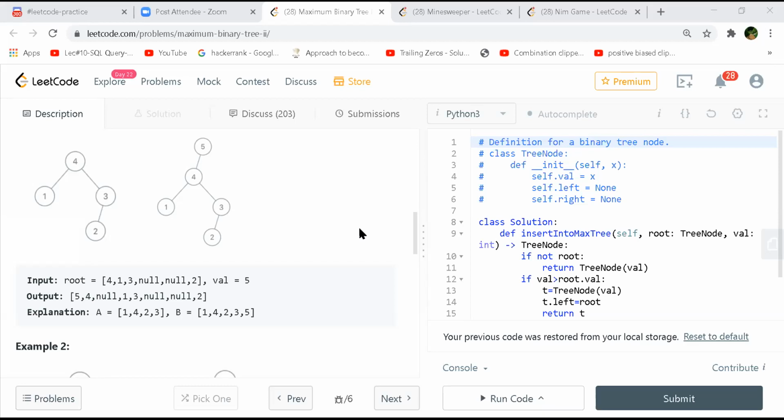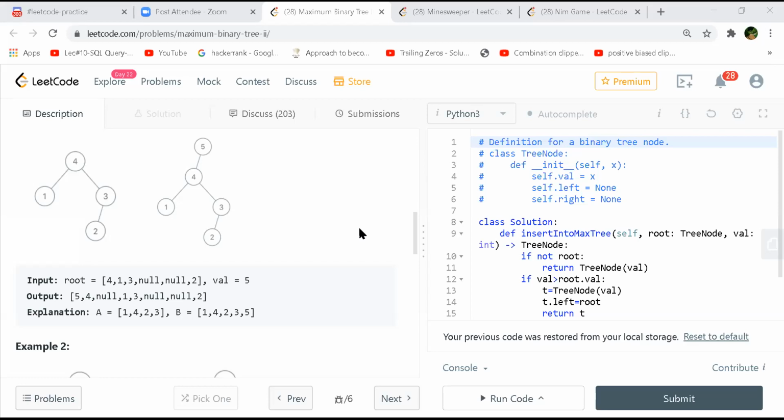I don't know, but if you look at the output of this particular example, it seems that the 5 is inserted between 4 and 3. Because 5's left subtree is 4, and the whole of the left subtree is now the left of 5, right? But 4 could be the right subtree of 5 too, right? Would that be okay?